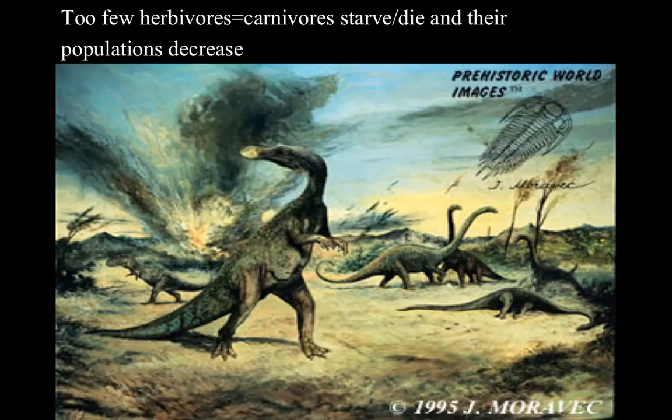If we look upwards, if there's not enough herbivores, then the carnivores that eat them are going to starve and die, and their populations will have to decrease. So if herbivores are dying, eventually the carnivores are going to go with them. And there are some theories that that's what happened with the dinosaurs, actually. There are different theories, but this one makes sense to me.